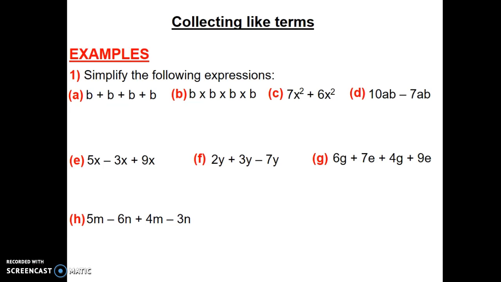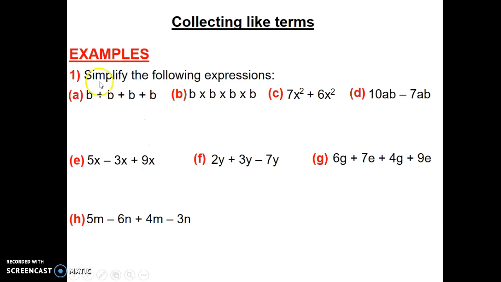So, first question 1a is you've got b plus b plus b plus b. B is being added by itself 4 times. It is simply just collecting like terms. I want to mention one thing, we call it collecting like terms. In the exam or in the test, it will ask you to either collect the like terms or simplify the following expressions. So this is the type of question you need to look out for.